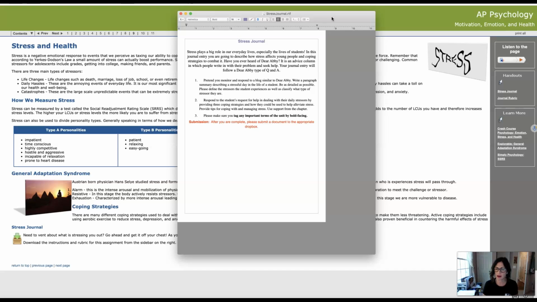Number 3, tag important terms by bold-facing, and then also provide a works cited page that has APA citations for the resources that you use. And so again, over this assignment, I think the main things you want to do is make sure you've got the elements of 1 and 2, you include the bold facing, and you have your APA.